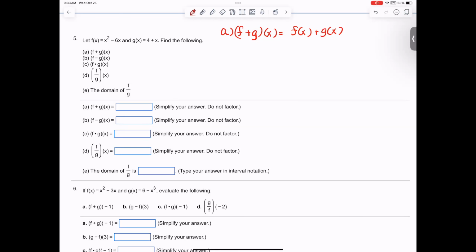So what do we have? We have x squared minus 6x, that's f of x. So I substituted the expression x squared minus 6x for f of x. And what's g of x? 4 plus x. And then I am going to combine like terms. I have a minus 6x and an x, and I'm going to combine those. Minus 6 plus 1 is minus 5. And there is the sum function.